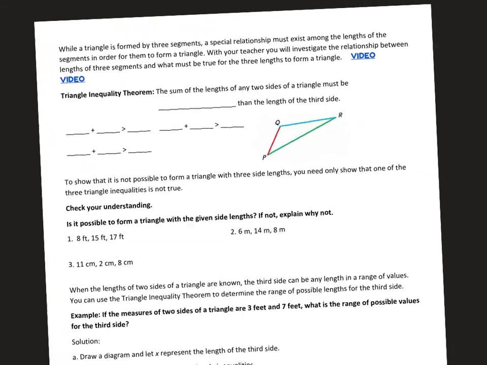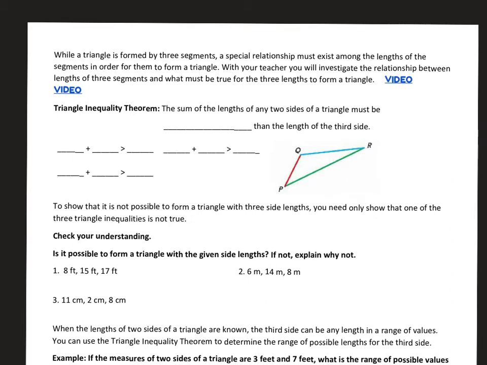All right. Now, in addition to our side angle theorems and relationships, there's also the triangle inequality theorem, which states that the sum of the lengths of any two sides of any triangle must be greater than the third side. So for instance, in triangle PQR, it must be true that PQ plus QR must be greater than PR.